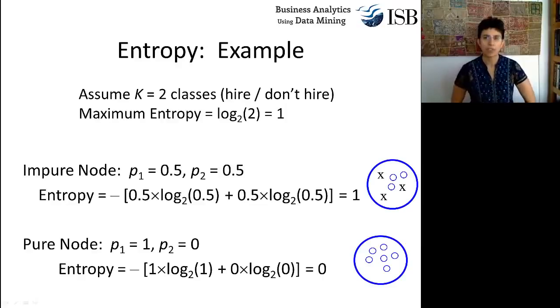Let's look at a tiny example. Suppose we have two classes. It could be light beer and regular beer, hire, don't hire, accept, don't accept. And in this case, the entropy is going to run between 0 and 1, where 1 is the worst case.